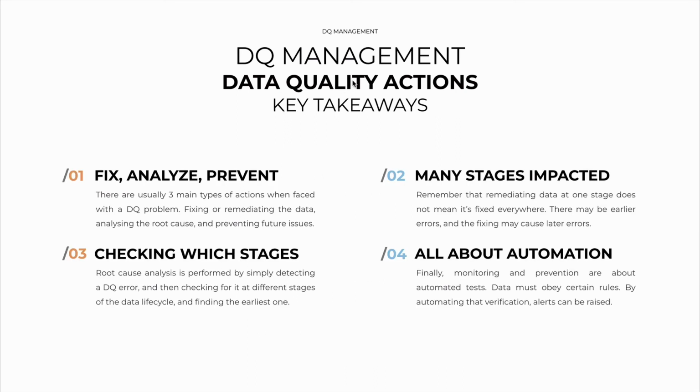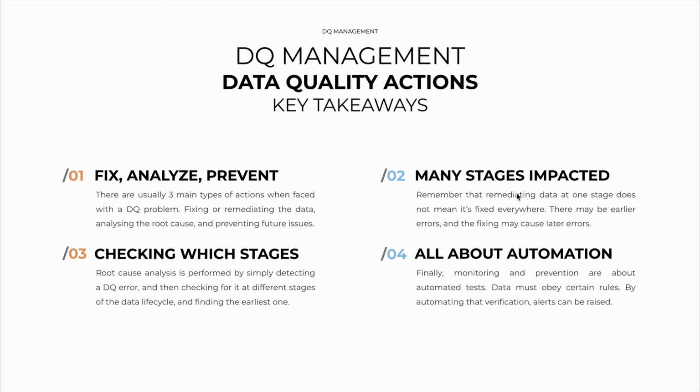What are our key takeaways here? The first is that there are usually 3 main types of actions that can be taken when faced with a data quality problem. Fixing or remediating the data is the first one, analyzing the root cause of the problem is another one, and preventing future issues is the third option. One or all of these can be executed.